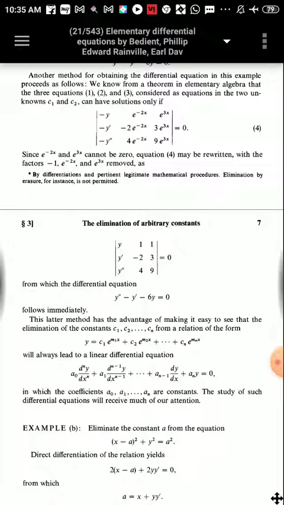This follows immediately. Okay, this latter method has the advantage of making it easy to see that the elimination of the constants c1, c2, up to cn from a relation of the form y equal to c1 e to the power m1x plus c2 e to the power m2x plus dot dot dot plus cn e to the power mnx will always lead to a linear differential equation like this, in which the coefficients a0, a1 and so on are constants. The study of such a differential equation will receive much of our attention. So consider example number 2.